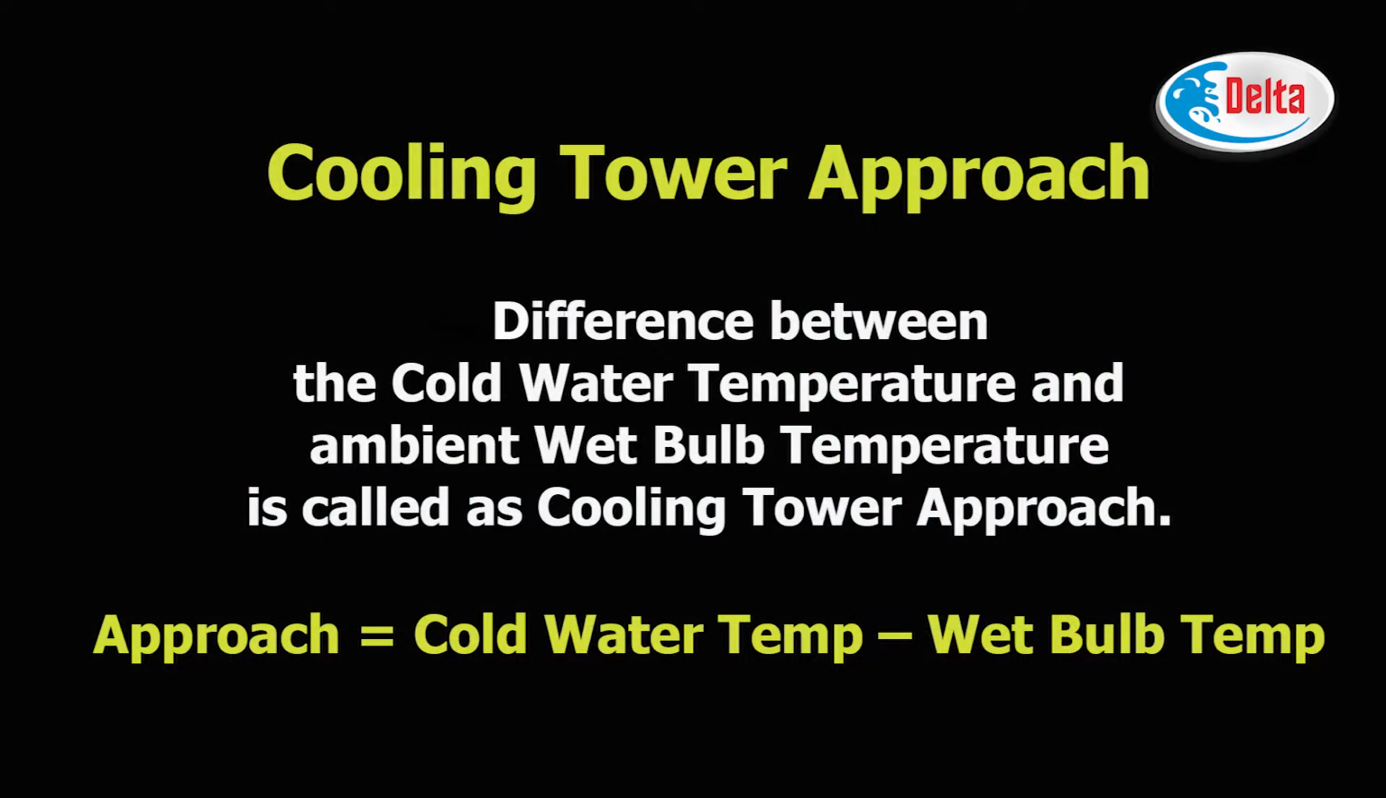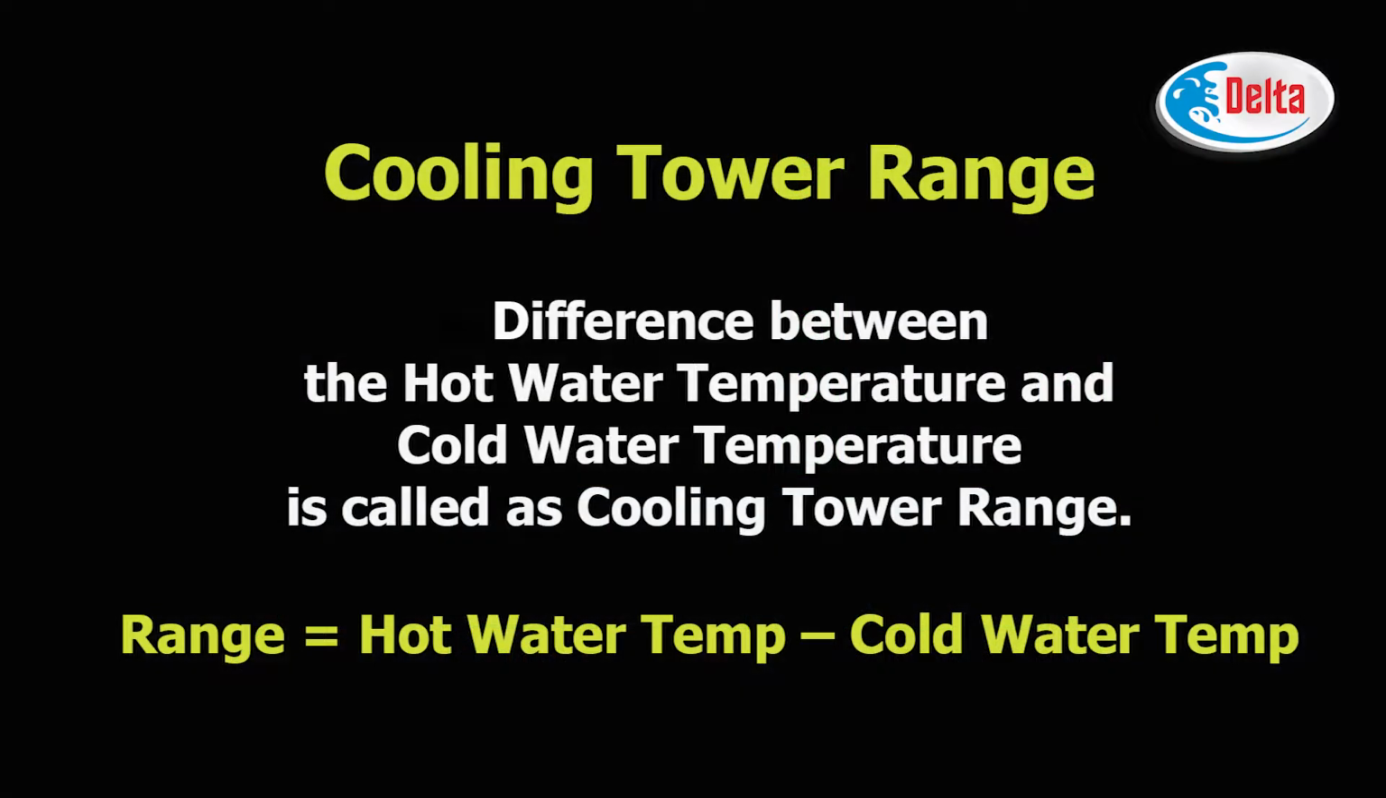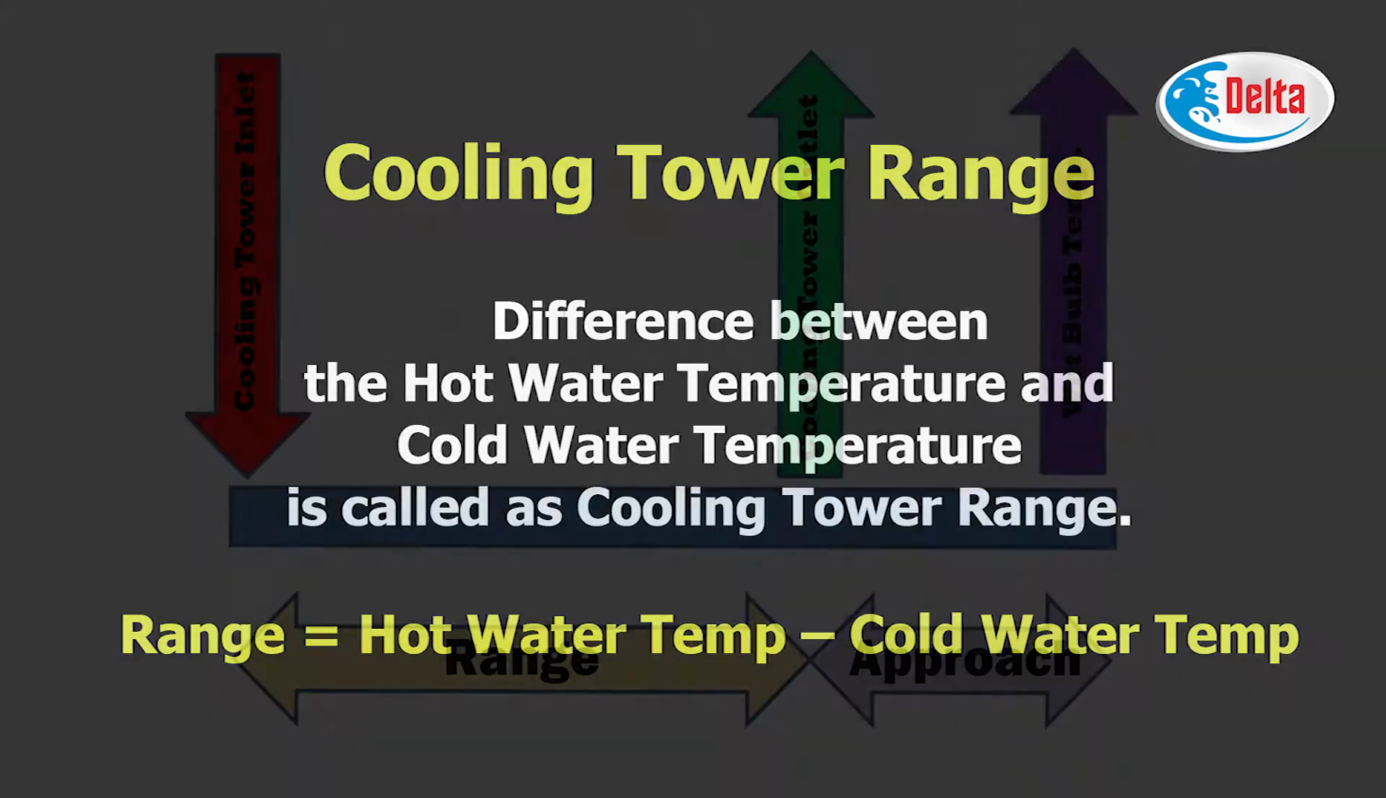Cooling tower approach: the difference between cold water temperature and ambient wet bulb temperature is called the cooling tower approach. Cooling tower range: the difference between hot water temperature and cold water temperature is called the cooling tower range.